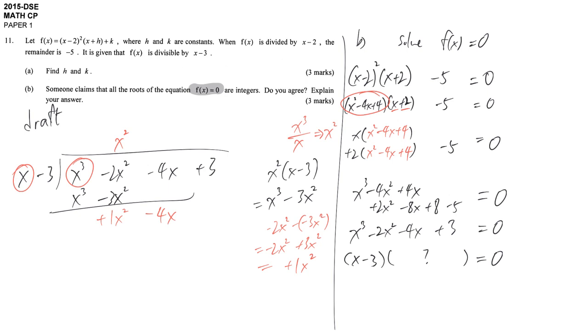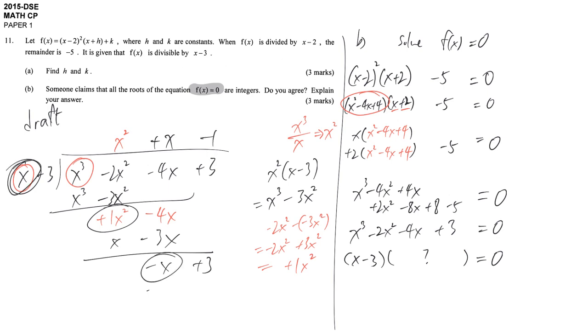Another cycle, we just continue. We use this divided by this. It gives us 1x. And then negative 1 divided by x, we get negative 1 here. And we have no remainder. It's consistent with our conclusion that x minus 3 is a factor of f(x). So now we know that the quotient is x squared plus x minus 1.